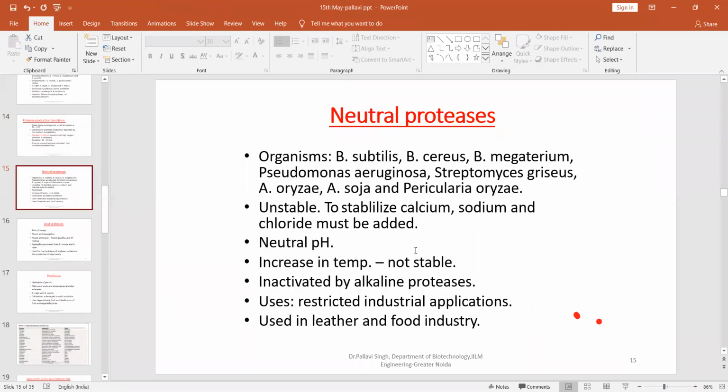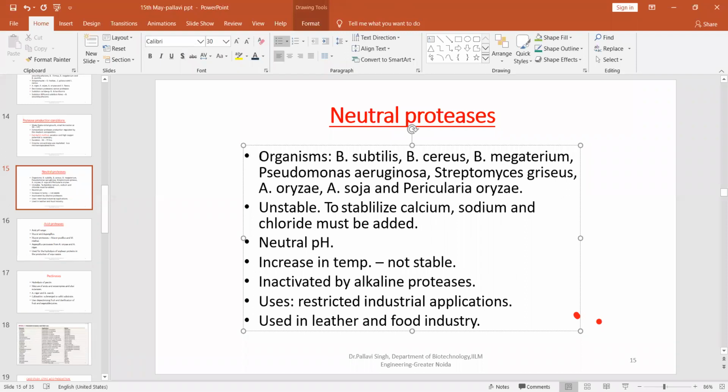Neutral proteases, as I told you, they grow in the neutral pH environment. Bacillus cereus, Bacillus megaterium, these are the species which produce my neutral proteases. And it has been seen that these proteases, if we increase the temperature, they are not very stable and they get inactivated in the alkaline environment.